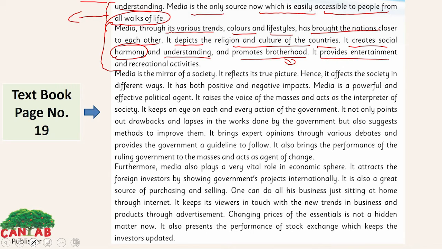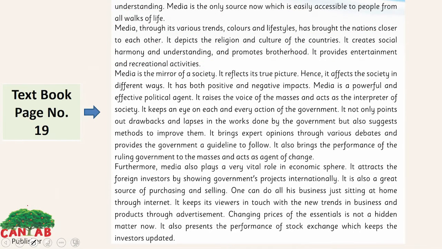It provides entertainment and recreational activities. Recreational activities are those activities which gives you enjoyment and pleasure. So in this paragraph, we discussed that through various trends and lifestyles and colors brought the different nations together through media. And it shows you the religion and culture of all the countries.